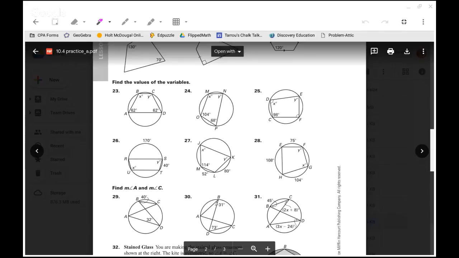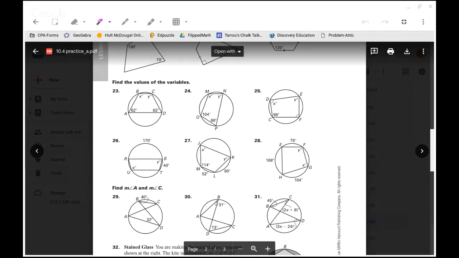Okay. So when you're solving these, we have a quadrilateral that's inscribed inside of the circle, okay? And that uses one of our theorems from this chapter that says that in order for a quadrilateral to be inscribed in the circle, your opposite angles have to be supplementary. Do you remember what supplementary means? Yeah, they add to 180.